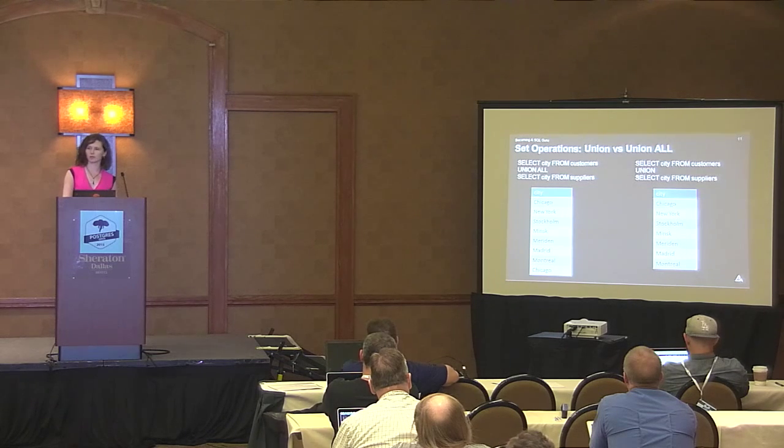The distinction between union and union all is that union all will give you all records, including duplication, whereas union will give you a distinct list of values. So in this case, I'm doing a select city from customers, union all with cities from suppliers. So we get our full list of cities where we have either customers or suppliers, and we can see that Chicago is in there twice because I live in Chicago, and Goose Island Beer is located in Chicago.